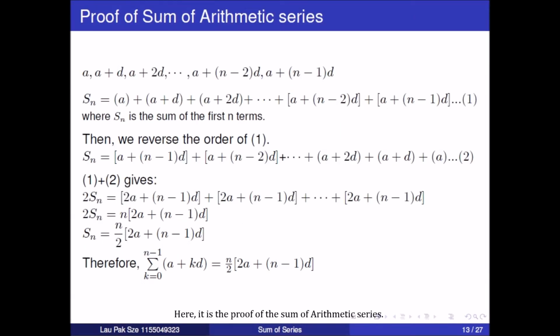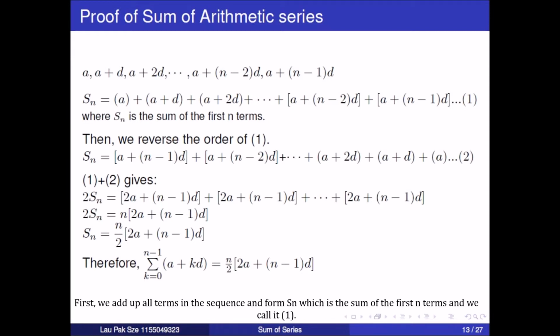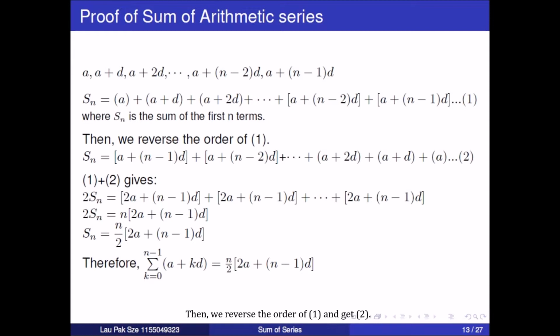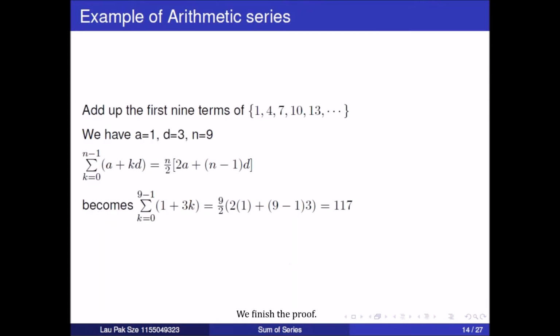Here is the proof of the sum of an arithmetic series. First, we add up all terms in the sequence and form Sn, which is the sum of the first n terms, and we call it number 1. Then, we reverse the order of 1 and get 2. Next, we add up 1 and 2. The first term in 1 is added to the first term in 2 and so on. Then 2Sn is equal to n times 2a plus n minus 1 d. Then we have Sn equals n over 2 times 2a plus n minus 1 d, and we finish the proof.